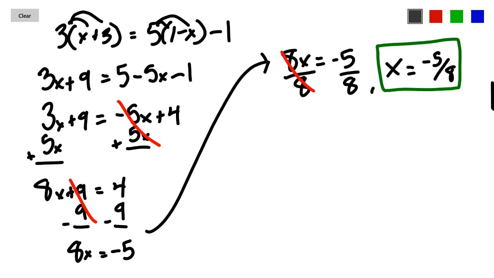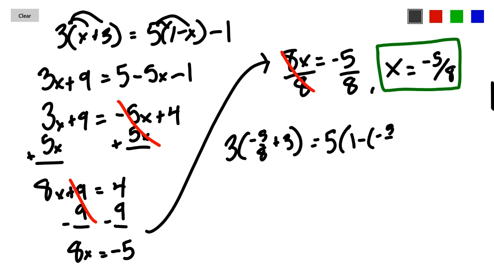And just for fun, I'll check this one too. So I have 3 times (negative 5 over 8 plus 3) is equal to 5 times (1 minus negative 5 over 8) minus 1. So negative 5 over 8 plus 3 is 19 over 8. The 19 over 8 times 3 is 57 over 8. So I have a 57 over 8 here.